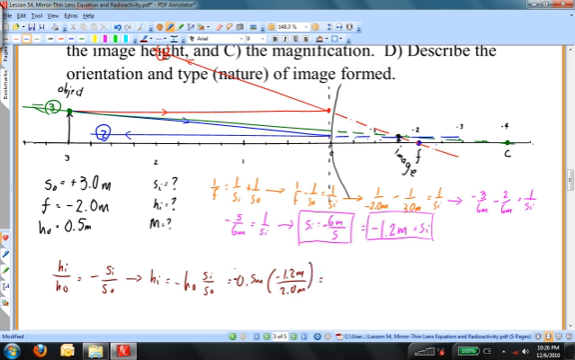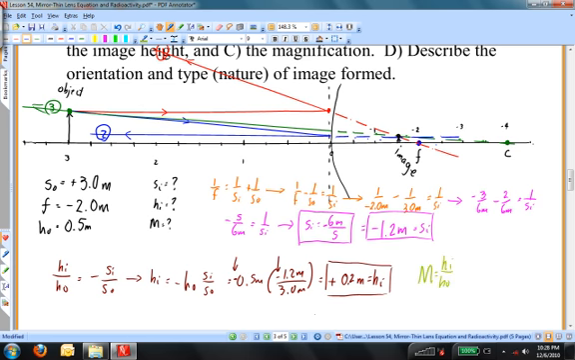Now I have to hang on to my signs. You see that I have a negative sign here and a negative sign there that are going to give me a positive answer. And now I put in the numbers. I see that my object distance is 3 meters, not 2 meters. I get an image height of plus 0.2 meters.